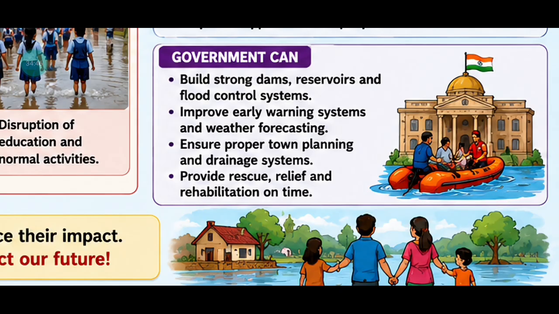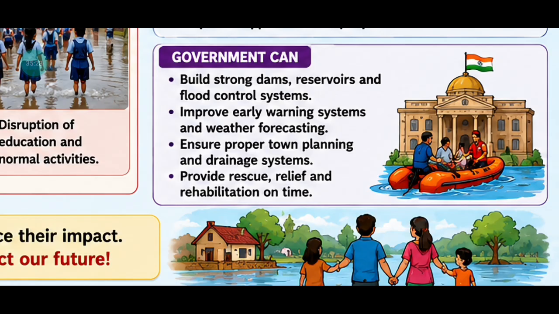What can the government do? Government's responsibility is to build strong dams, reservoirs, and flood control systems. Improve early warning systems. If early warning is there, people can save their life and their property, means their money and their livestock at least. Proper weather forecasting should be done. Ensure proper town planning. If proper town planning is there, then there will be very little damage to life and property. Proper drainage system should be there.